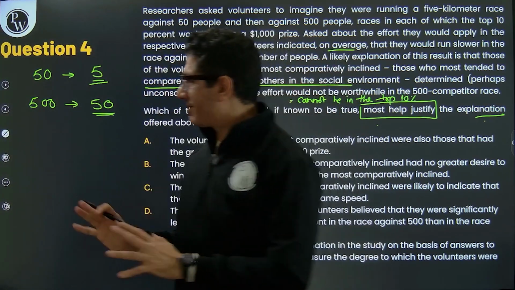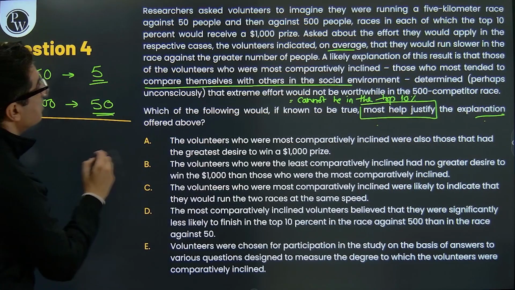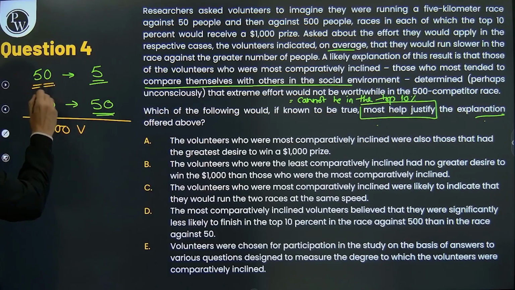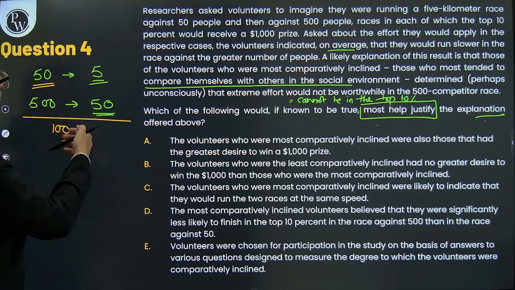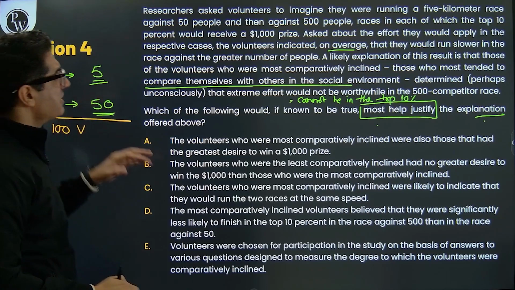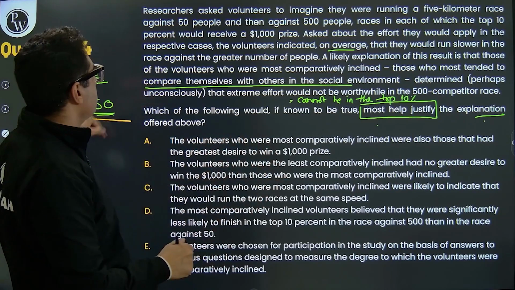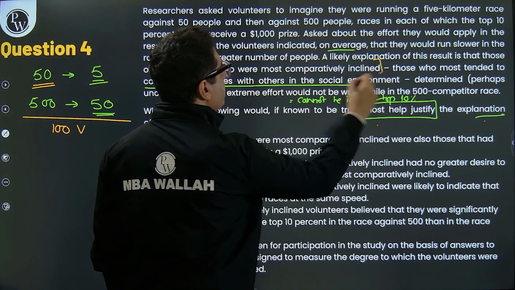Not everybody, but we don't know the size of the volunteer or the survey size here, but let us say there were 100 volunteers. Okay, in a 50 people race, they on an average said they'll run faster. In a 500 people, on average they said they'll run slower. And we are saying that the average is being pulled down by a particular group within these volunteers. Which ones? The ones who were most comparatively inclined.